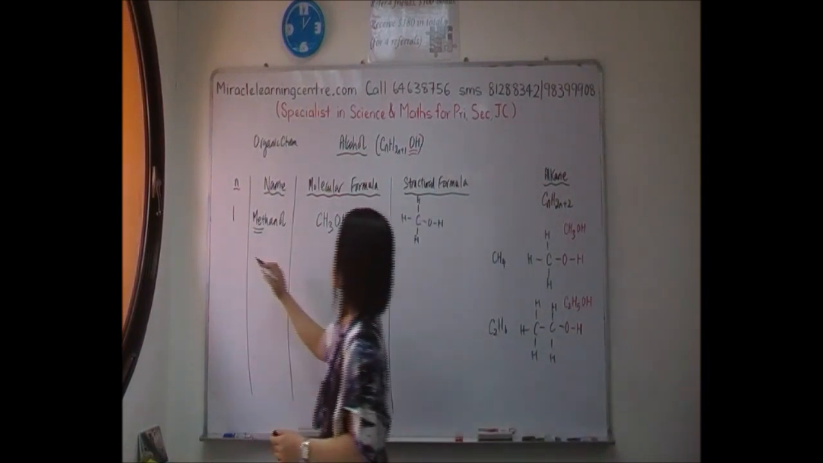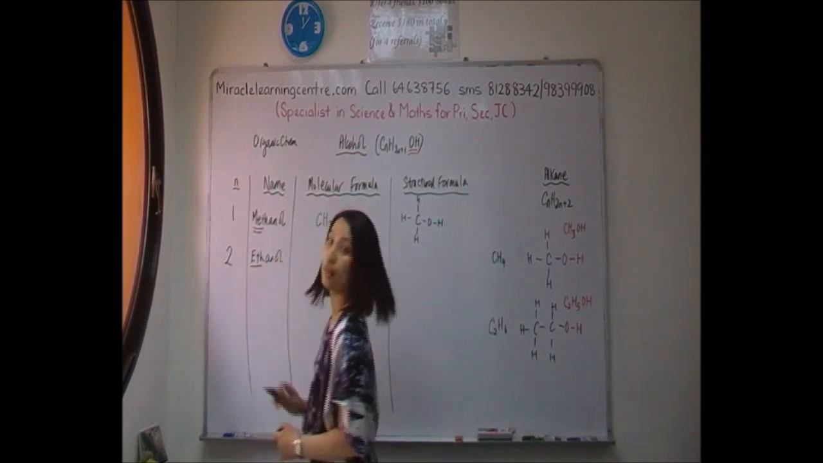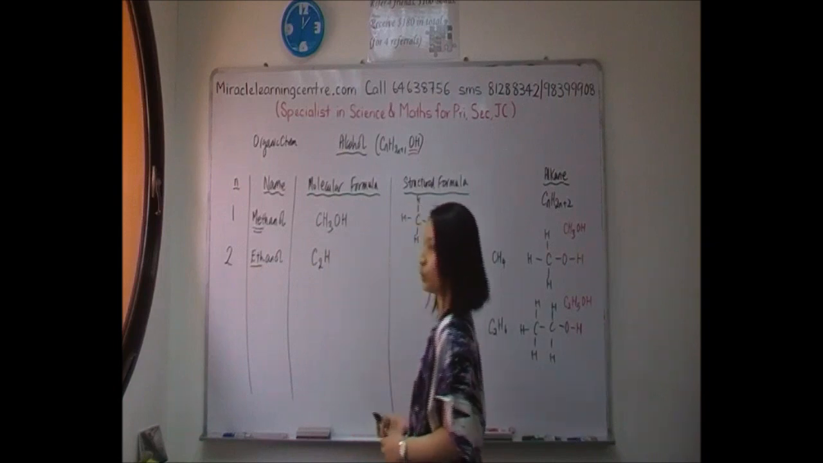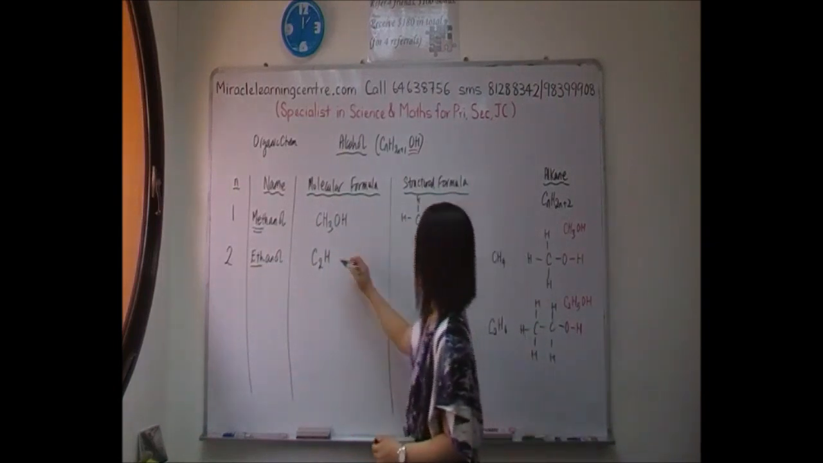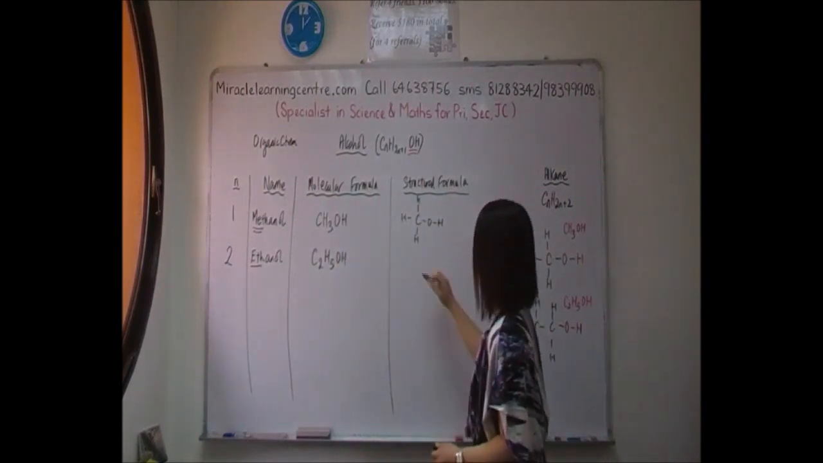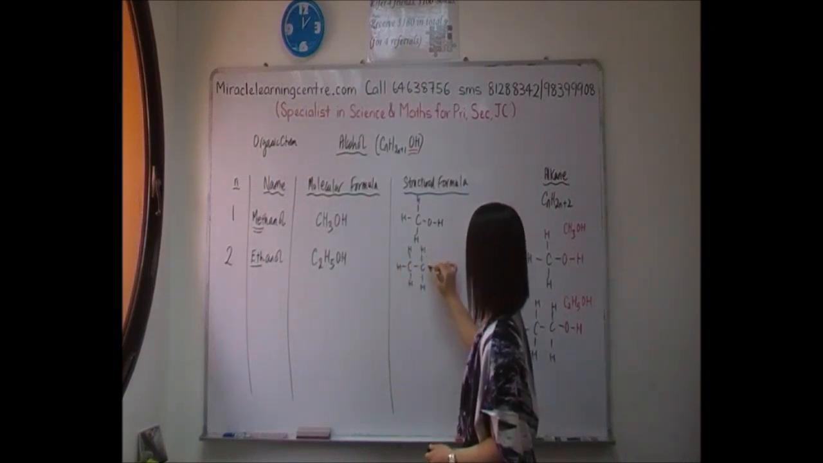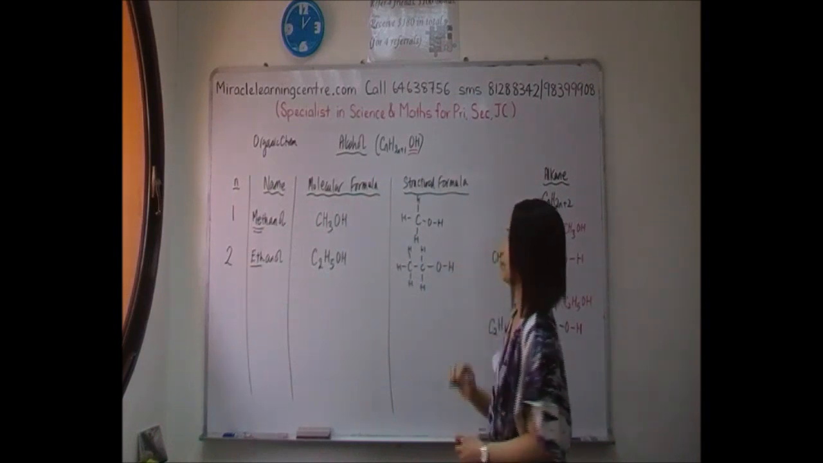Then you have n equals 2, which is eth. So you have ethanol, C2H(2n+1)OH. 2 times 2 is 4. 4 plus 1 is 5. OH. So you're going to draw 2 carbon with hydrogen. And the last hydrogen you're going to replace with the OH.